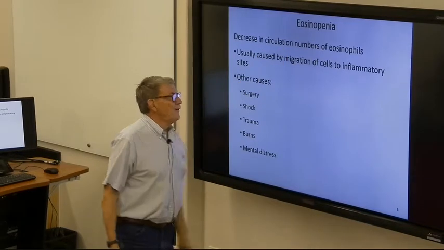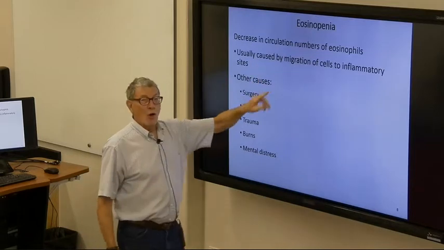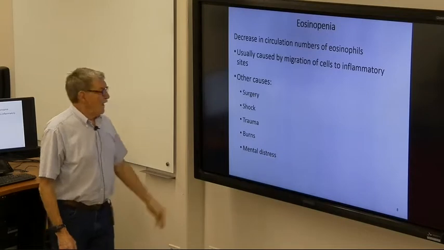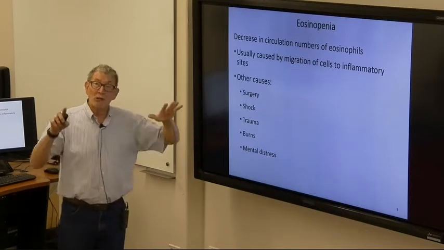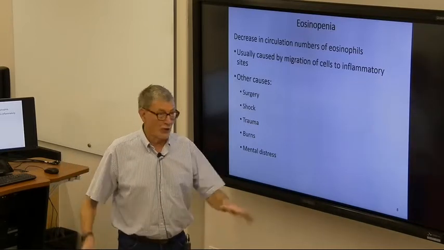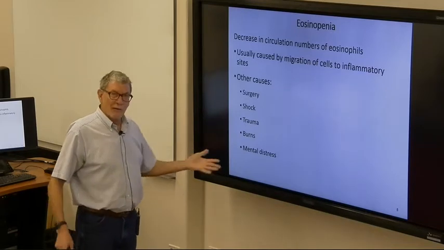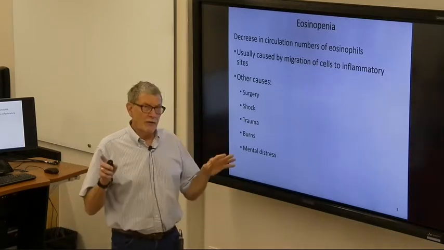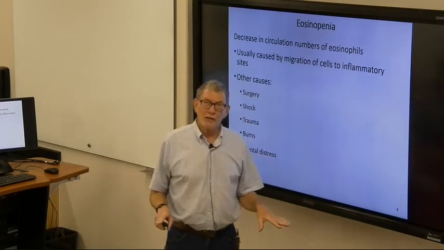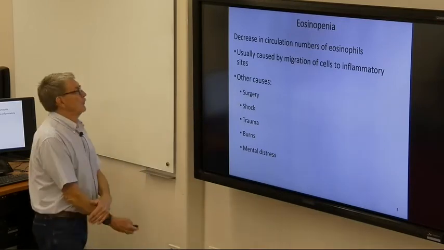Eosinopenia, not enough of them. First of all, if they have all migrated to the site, they're not in the blood anymore, so that's one possibility. Another is you have had something that lowers your immune system. You have an overproduction of cortisol. That lowers your immune response. Burns, mental stress, things like this, autoimmune diseases that lower your ability to have an allergic response may reduce the number of eosinophils.